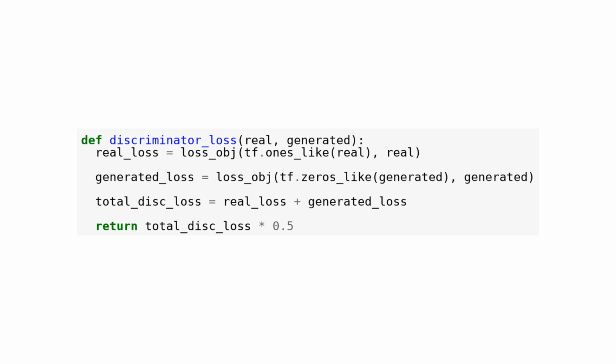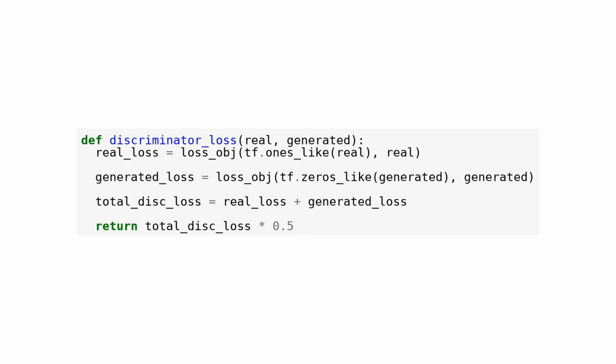This function, named discriminator_loss, calculates the loss for the discriminator in a CycleGAN model. It takes two arguments, real, which represents the discriminator's output for real images, and generated, which represents its output for generated images. Within the function, we first compute the loss for real images by comparing the discriminator's output to an array of ones, since we want the discriminator to classify real images correctly as real. This is done using a loss object, loss_obj, which is typically a binary cross-entropy loss.